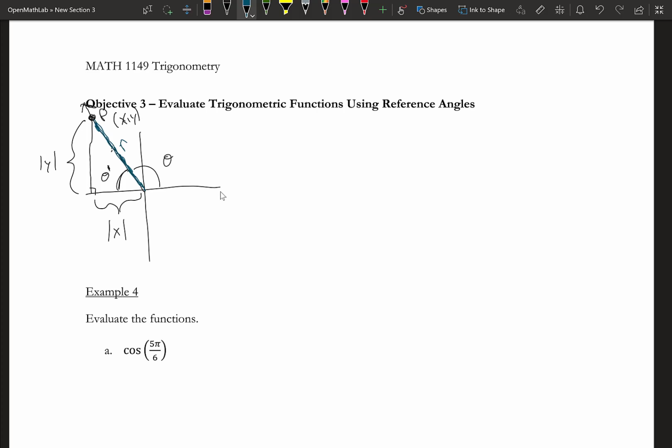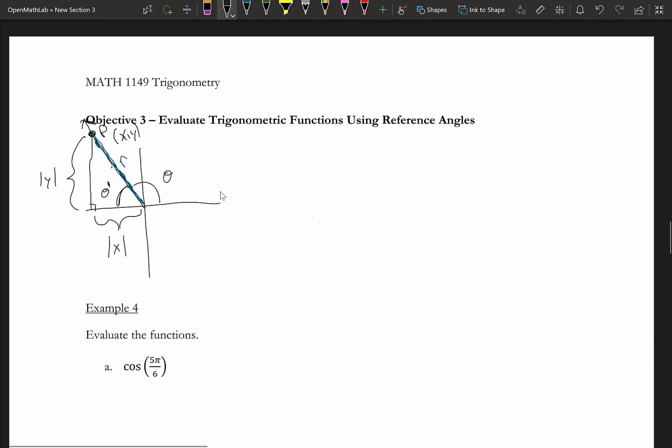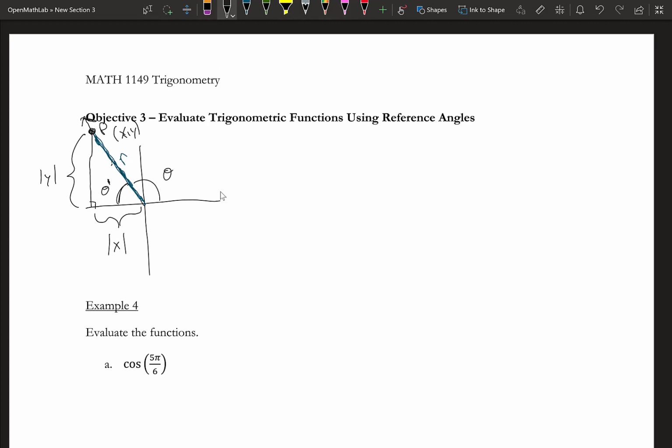So let me put this in words. Essentially what we're recognizing is that in general, sine of theta is going to be equal to sine of the reference angle, theta prime, except possibly the sign. So if I take the absolute value of sine theta, that's equal to the absolute value of sine theta prime. So we're essentially getting rid of the sign issue by doing that.